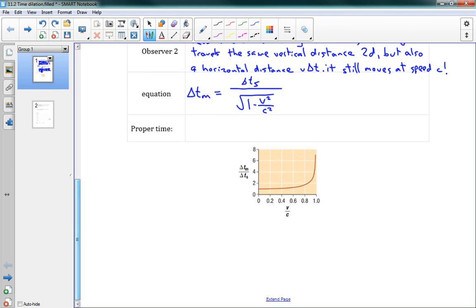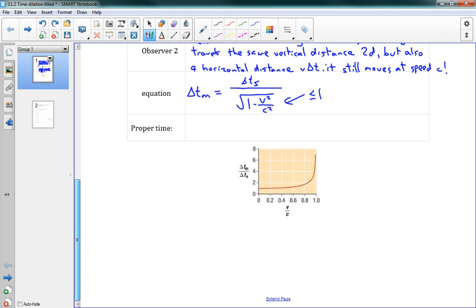So you can see that this bottom term here is going to be less than or equal to 1, because v squared over c squared, we're always going to be subtracting that from 1. So that bottom term is less than or equal to 1. Which means that this ratio is always going to be at least 1.